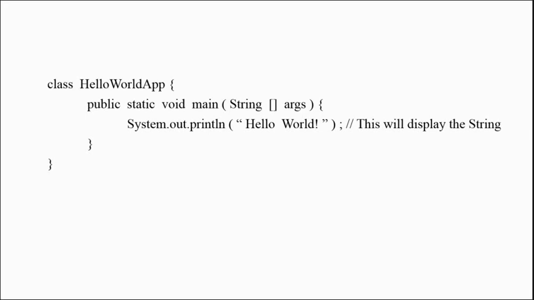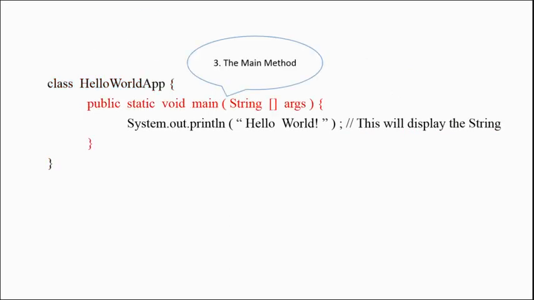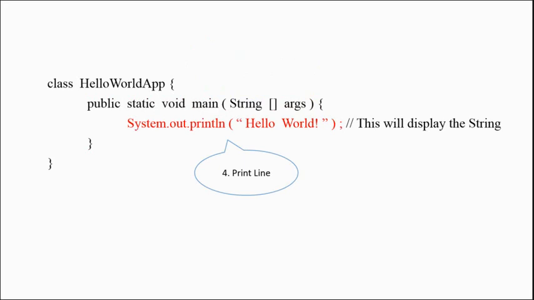It is composed of four primary components. Almost every Java program will contain these components. These are comments, class definition, the main method, and the print line. So let's have a basic understanding of them.